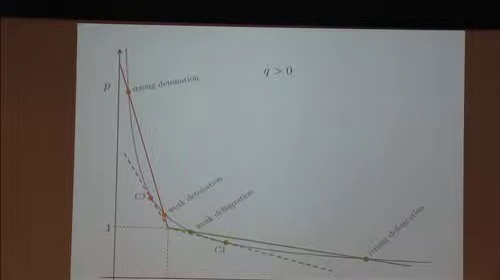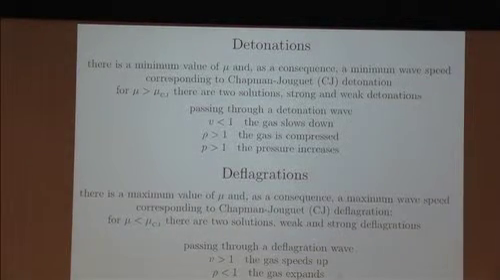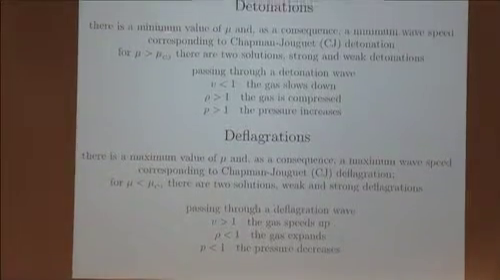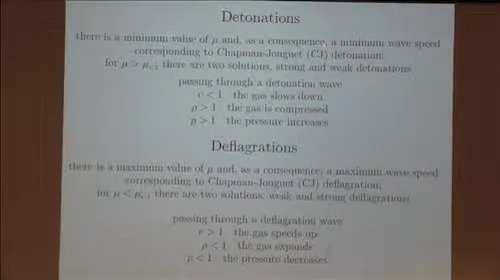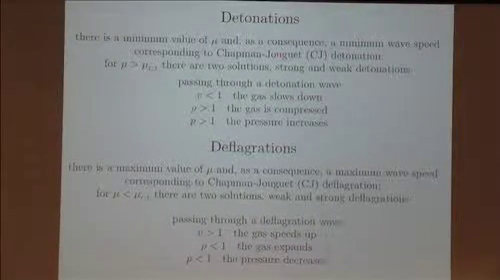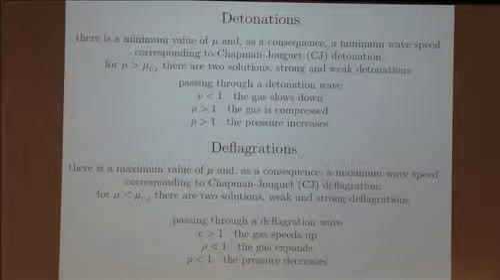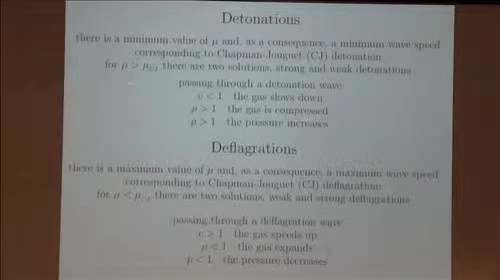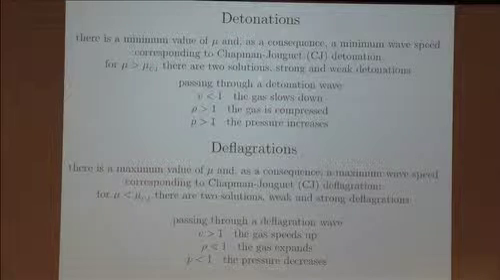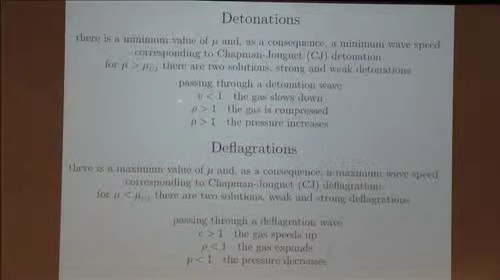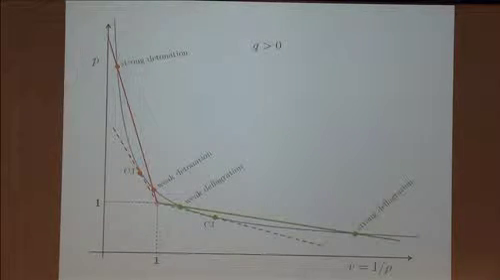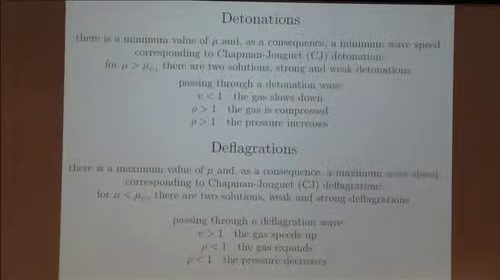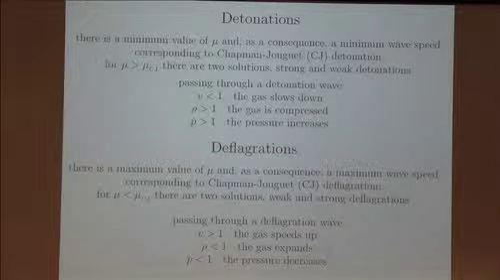So this is in a way summarized here. For detonation, we have seen that there is a minimum value of mu, right? And as a consequence, a minimum wave speed corresponding to the Chapman-Jouguet detonation. And when mu is above the mu Chapman-Jouguet, there are two solutions, the strong and weak detonation. Passing through a detonation wave, as you can see from here, of course, the pressure increases, the density increases, and V decreases, right? So this is what's summarized here.